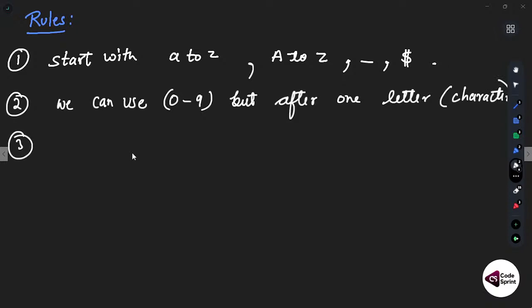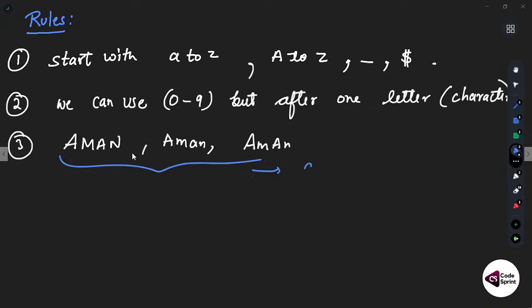Now, at last, we have one more rule that if you are writing like this, this, this, all will be treated as different variables. Okay, why is it so? Because I have already told they are case sensitive in nature.